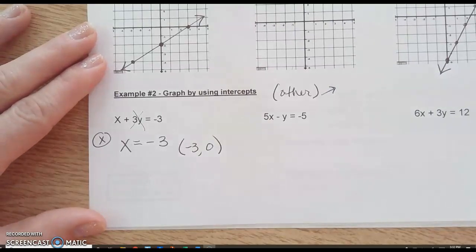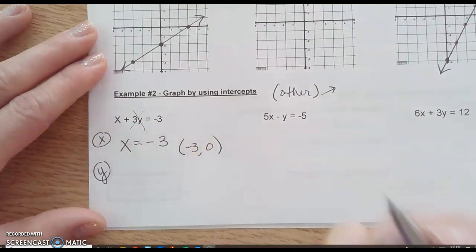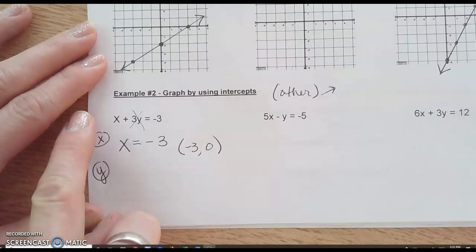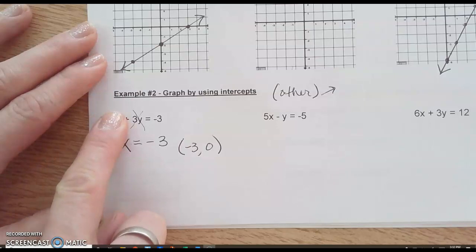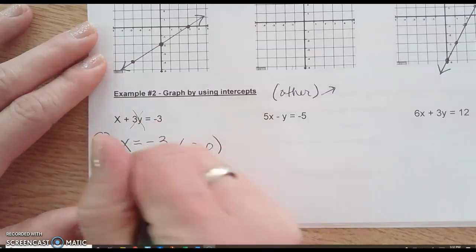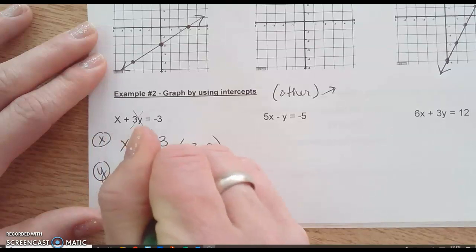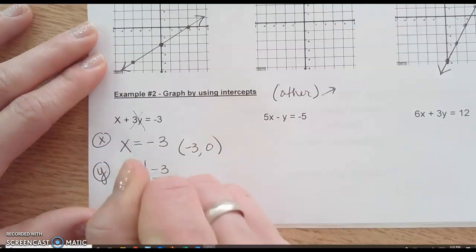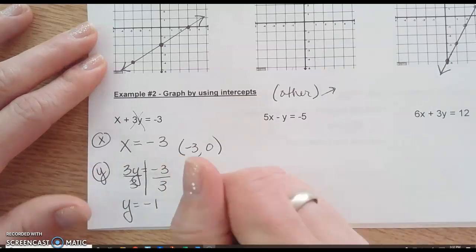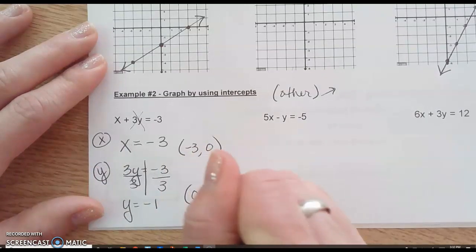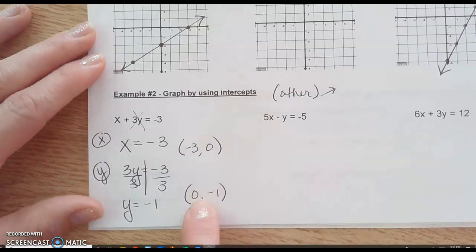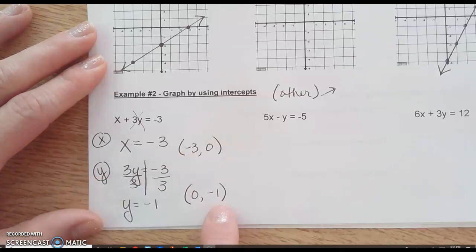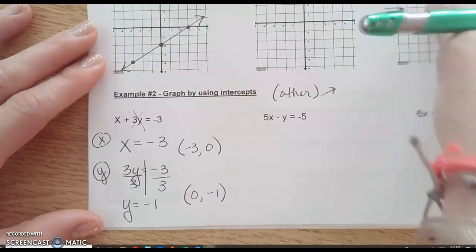Let's find our y-intercept. Well, for our y-intercept, we're going to plug in 0 for x. See how I'm covering it up? That just becomes a 0. So I really have the equation 3y equals -3. And if I divide by 3, I get y is equal to -1. Cool. That's the point 0, -1. So I have 2 points now. My x-intercept is at -3. My y-intercept is at -1. So go ahead and flip it over.